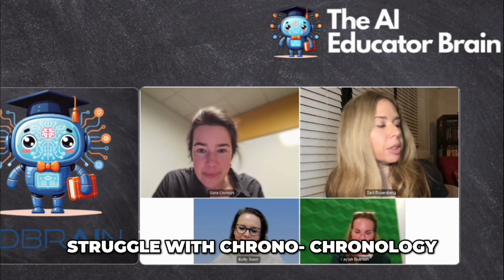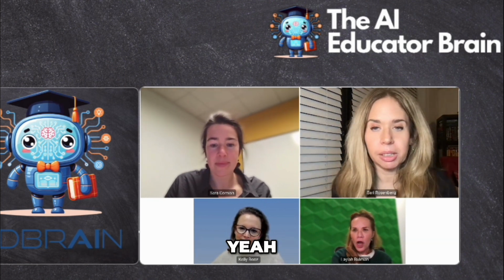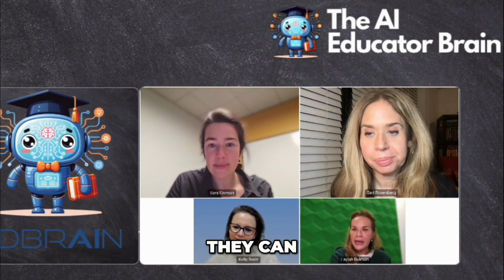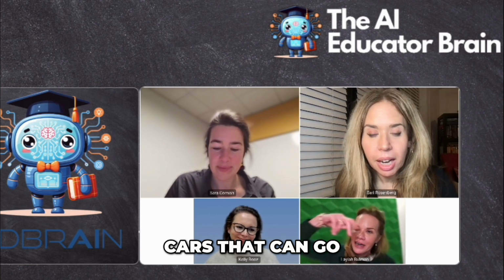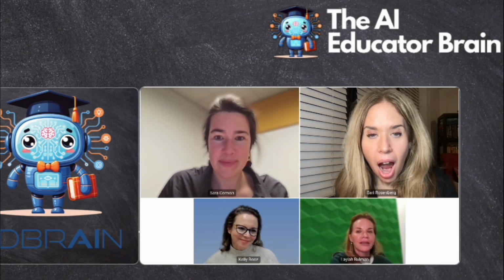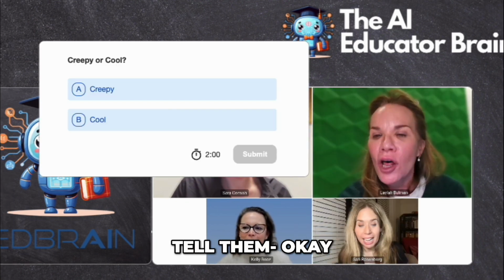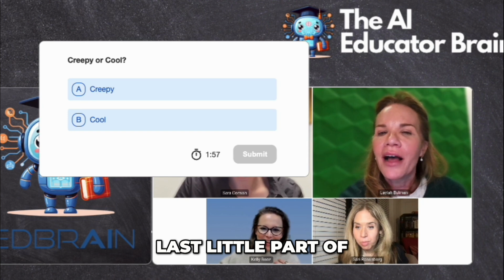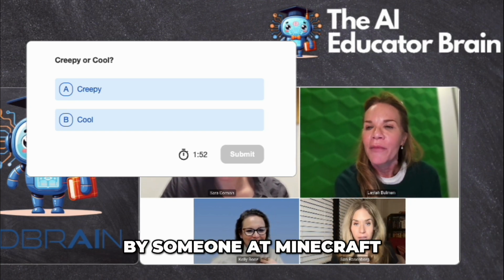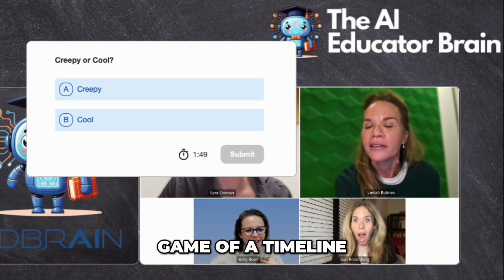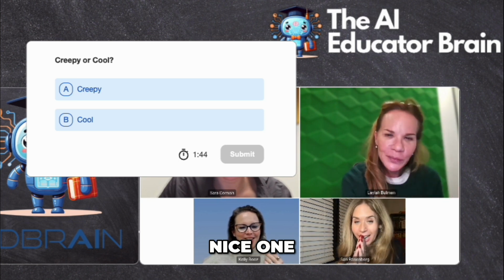I feel like the kids struggle with chronology, and so I feel like there are some cool opportunities here for getting them to learn. They can build their own timelines, and then they can build little cars that can go to the spot. Here, I'm going to make you a cool one. Tell them that you're going to get taught by someone at Minecraft to make a parkour game of a timeline. Oh my God, please.